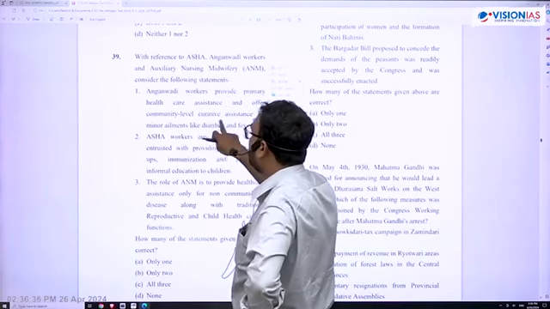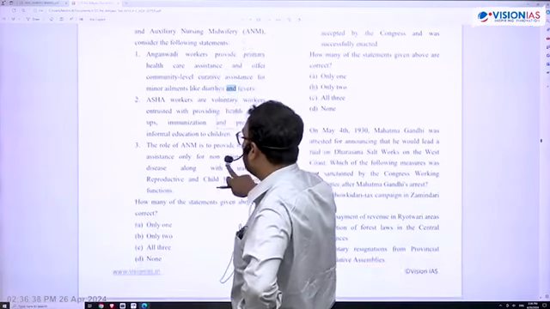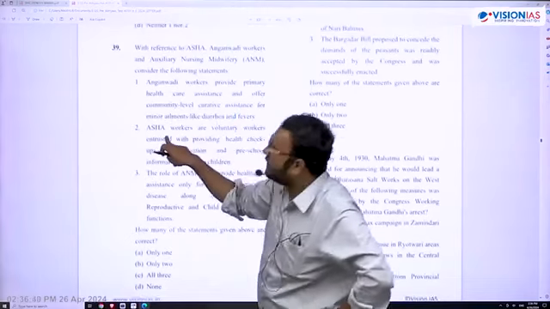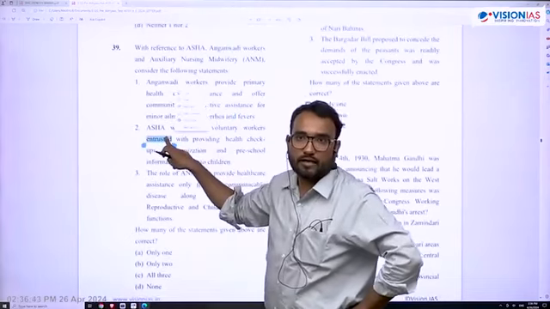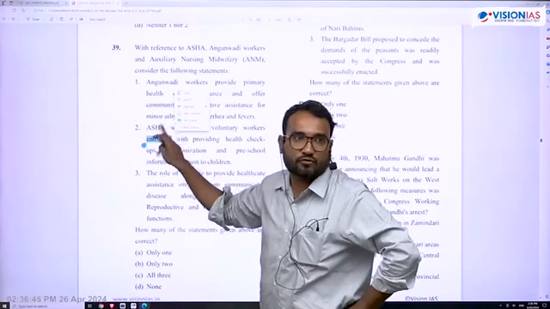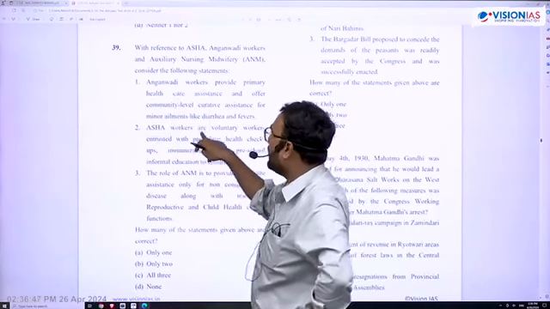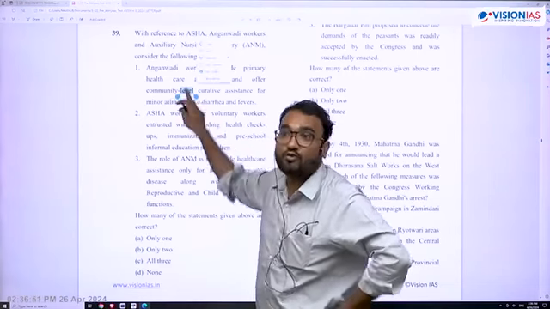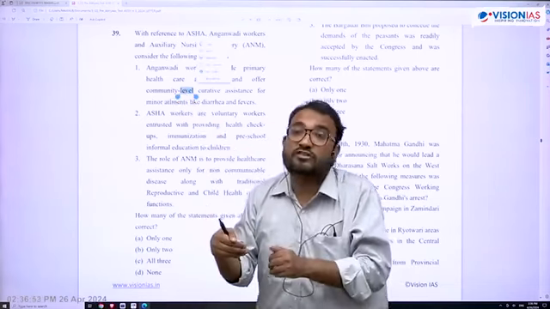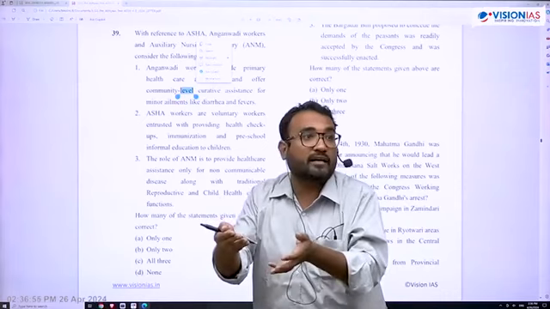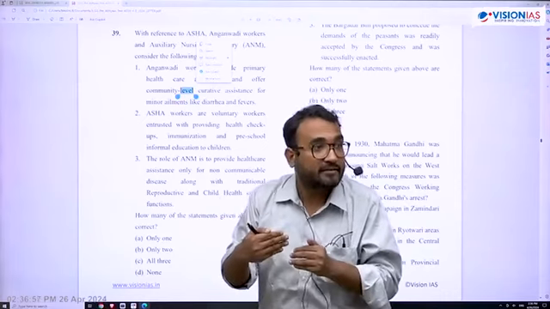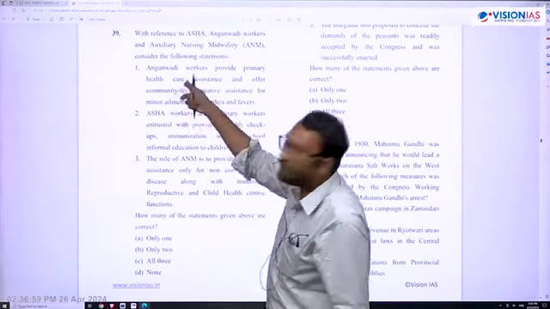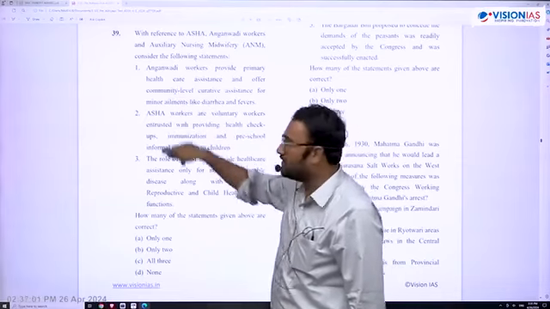and offer community level curative assistance. Okay. So this actually is provided by Asha workers. Accredited social health activists are there, so they have just changed it. Asha workers are voluntary workers, provide health checkup. This is done by Anganwadi workers, who go to the courtyard, the Angan, and check the health of the people there. So what they have done is swap this for this. So both the statements are wrong.